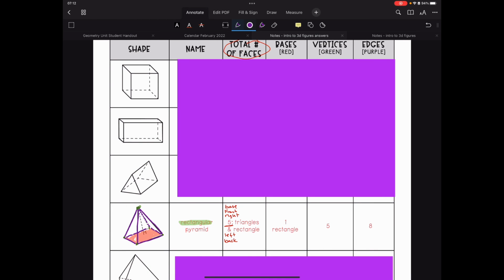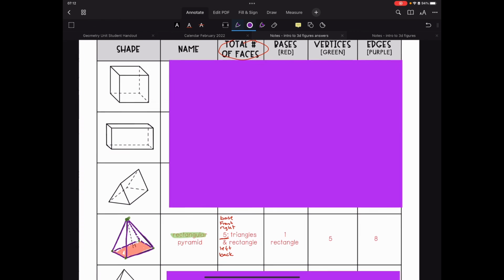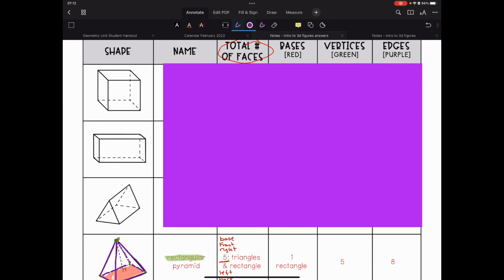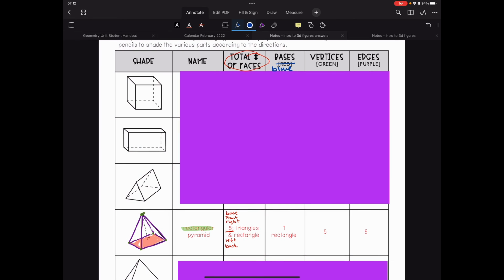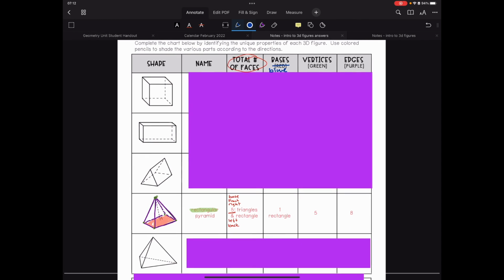So we're going to try to name each of the shapes. We'll count out how many total faces there are. We're going to shade the bases in with red, the vertices in with green, the edges with purple. I have colored pencils at the front of the room. You can use those. If you want to use different colors, that's fine. So if you want to do the bases blue, just cross red out on your paper, put blue, and then use a blue colored pencil. So let's do those. We'll pause the video here. And when we're done, maybe after 5 to 10 minutes, we'll check the answers.